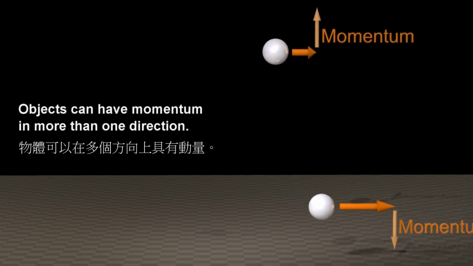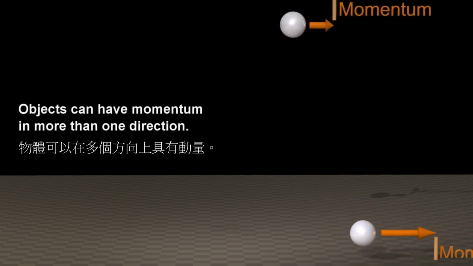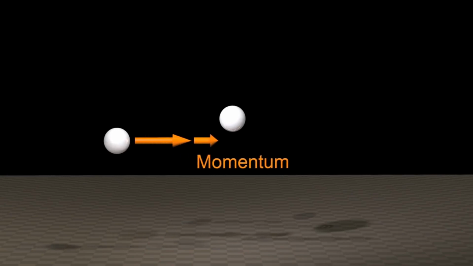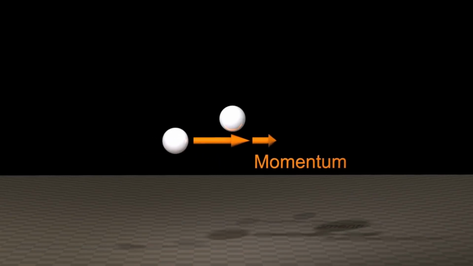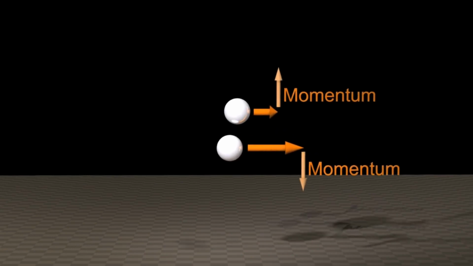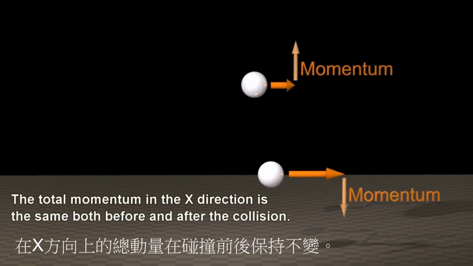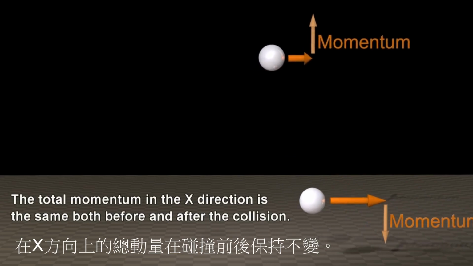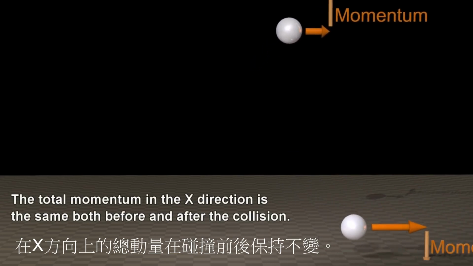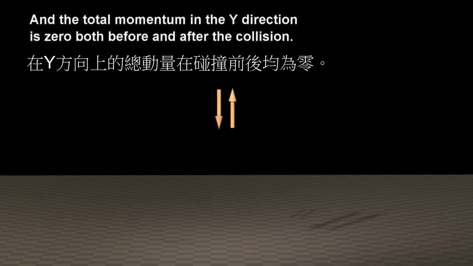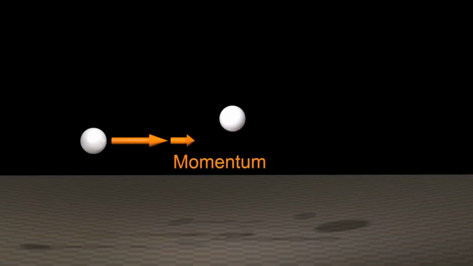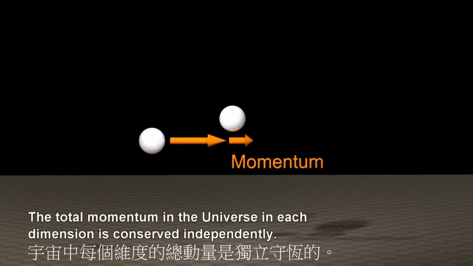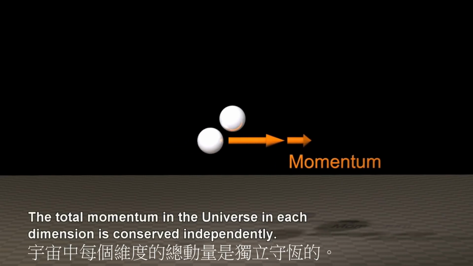Objects can have momentum in more than one direction. The total momentum in the x direction is the same both before and after the collision. And the total momentum in the y direction is zero both before and after the collision. The total momentum in the universe in each dimension is conserved independently.